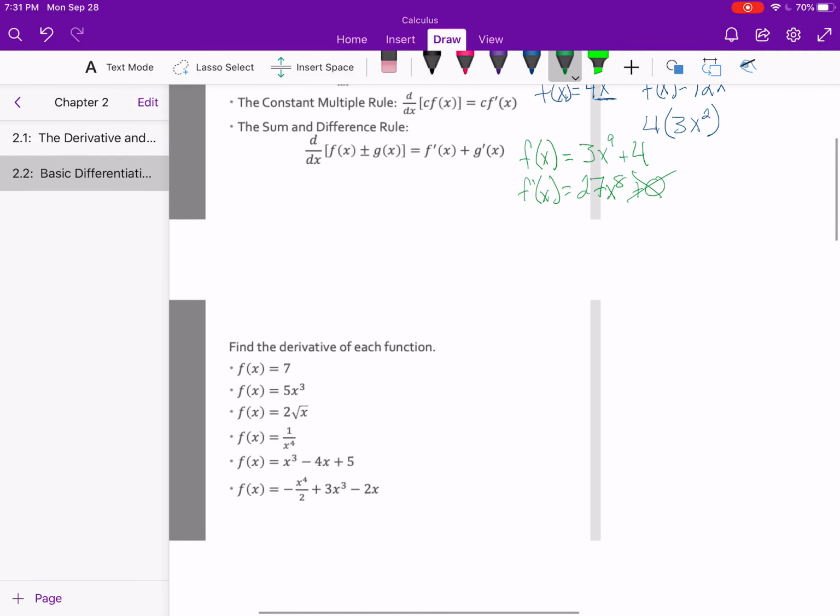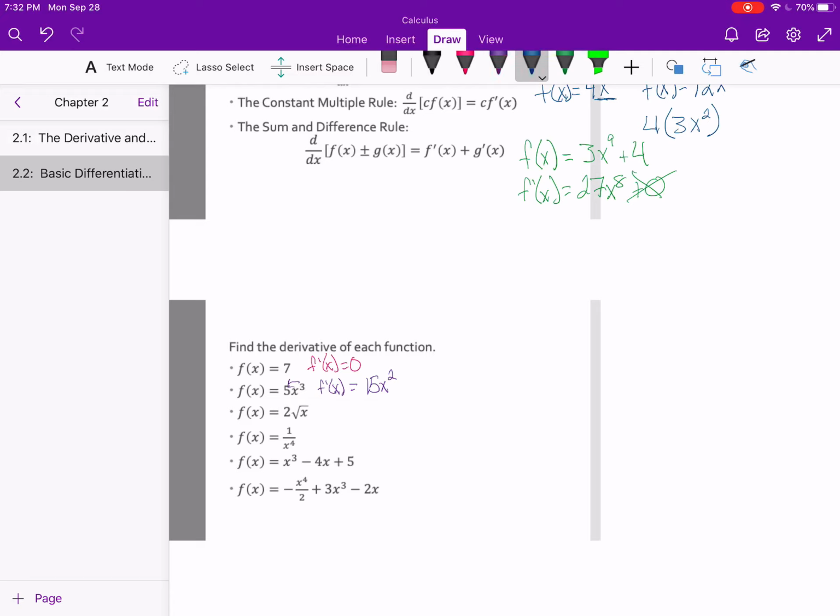So let's find some more derivatives. The first one, f of x equals 7, that's our constant rule, so f prime of x just equals 0. Next one, we have the constant multiple rule and the power rule. So for f prime of x, we multiply the 3 down by the 5 to get 15, and then decrease the exponent by 1, so we get 15x squared.